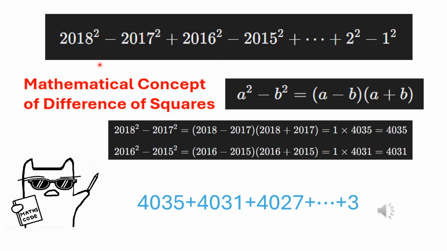Similarly, 2016 squared minus 2015 squared follows 2016 minus 2015 times 2016 plus 2015. Again, 2016 minus 2015 equals 1, so we get 1 times 4031 equals 4031. Following this pattern, we obtain a sum: 4035 plus 4031 plus 4027 and so on, down to 3. By understanding this trick, we can simplify long sequences of square differences into a much easier sum.